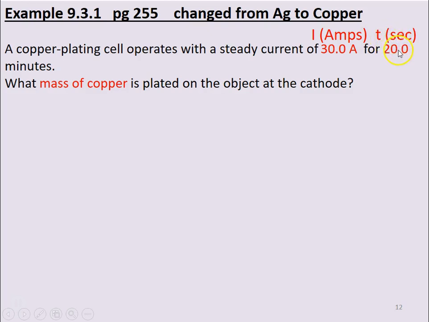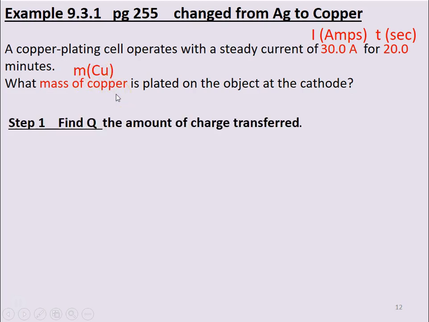So you want your time in seconds. In this case, your time's in minutes. And the question is asking you to find the mass of copper. So you can see you've got current and time. You can find Q. So you're just working through all your steps in the normal way that you would have remembered. So step 1, you're finding Q, the amount of charge. Q equals IT. You've got 30 amps, and you need to turn your 20 minutes into seconds.